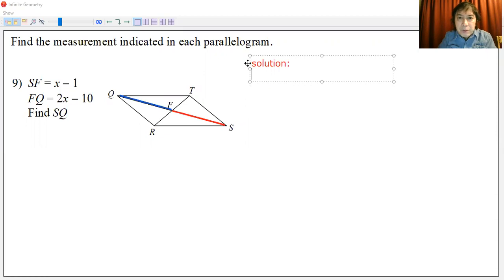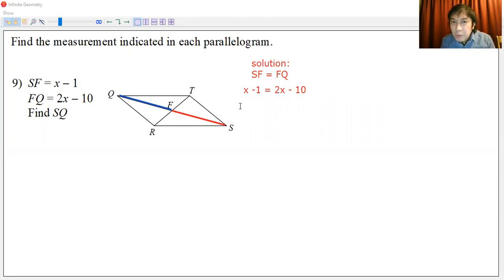Okay, so we will use SF equal to FQ. We can now use the equivalents. Our SF is x minus 1, equal to FQ, which is 2x minus 10. Okay, we solve for x first.